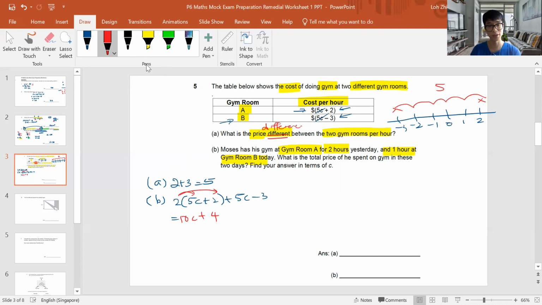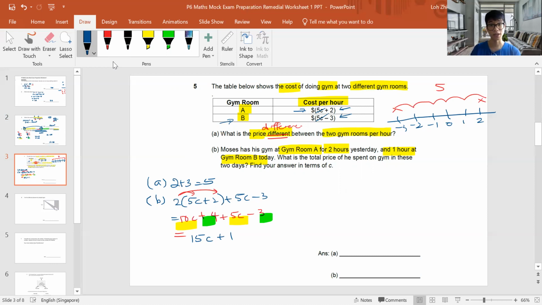Because I have 2 of this one. So 5C plus 5C is 10C. 2 plus 2 is 4. Then I need to add 5C. Then I need to minus 3. As usual, we group these two together, 10C and 5C, and 4 minus 3. So 10C plus 5C, that's equal to 15C. 4 minus 3, that's equal to plus 1, because 4 minus 3 is equal to 1.